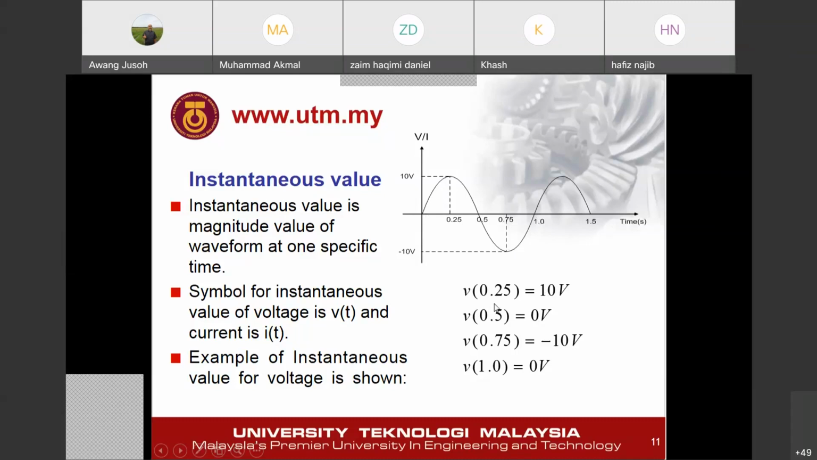At time 0.25, the voltage is 10 volts. At time 0.5, voltage 0, and so on. Meaning at a particular time, how much is the voltage? You need to refer to the picture. That is what we mean by instantaneous value. So the symbol for instantaneous value is v(t) for the voltage and i(t) for the current. Understand? At a particular time, what is the voltage? So the value will change when the time changes. Okay, this is instantaneous value.